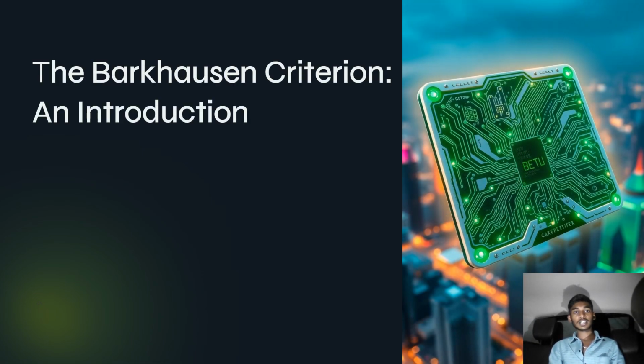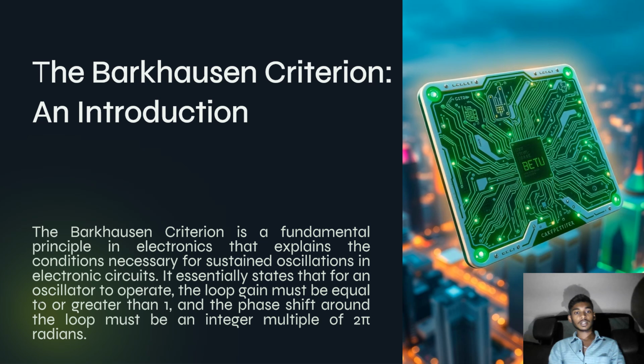The Barkhausen criterion and introduction. The Barkhausen criterion is a fundamental principle in electronics that explains the conditions necessary for sustained oscillation in an electronic circuit. It essentially states that for an oscillator to operate, the loop gain must be equal to or greater than 1, and the phase shift around the loop must be an integer multiple of 2 pi radians.